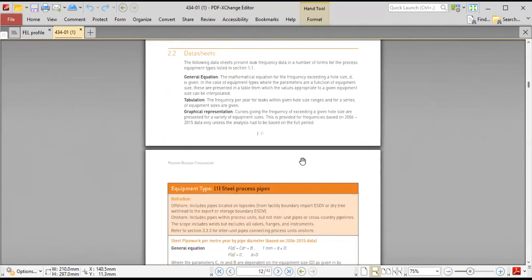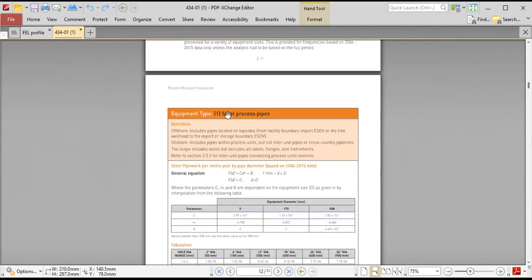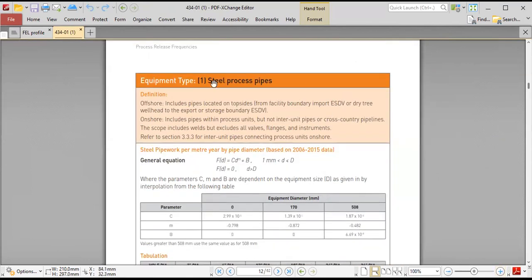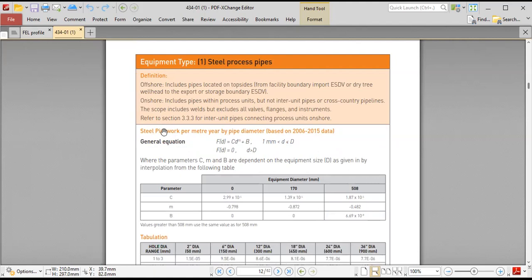So these data sheets, I'll explain how we use them. For the first one, we have steel process pipes. If you look through the definition, they've explained what they mean offshore, what they mean for onshore, and they tell you what's included, and there's a reference. It says steel pipe work per meter year by pipe diameter. So you see meter year. That's why it's important, when you're doing your part count, to do the counts, because you need to more or less normalize it to frequency per year.